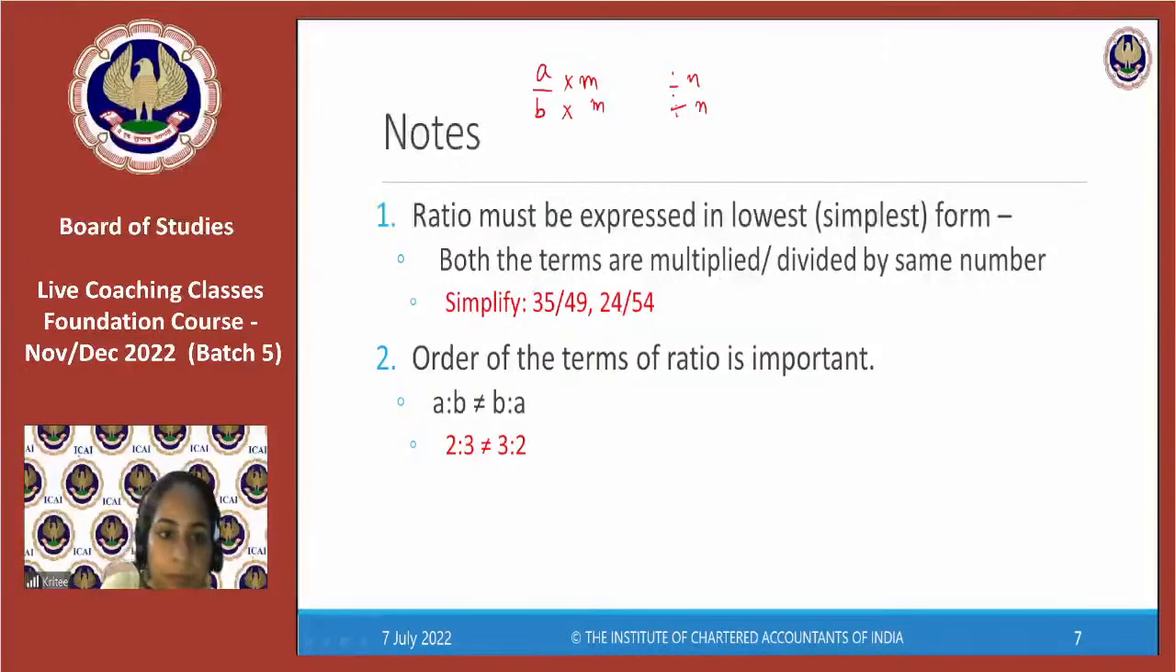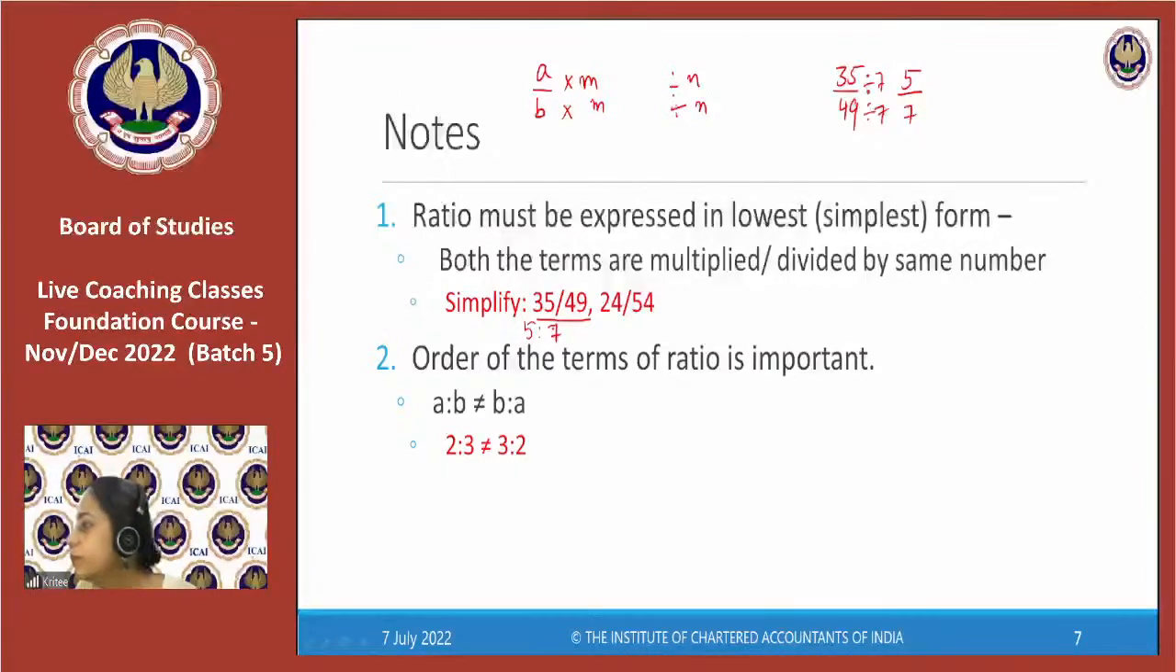Okay. So if you have to bring 35 is to 49 down to the simplest form, 35 and 49 have a common factor, and that common factor is 7. So when you divide each by 7, it becomes 5 is to 7. This is the simplest form of this ratio. Okay.